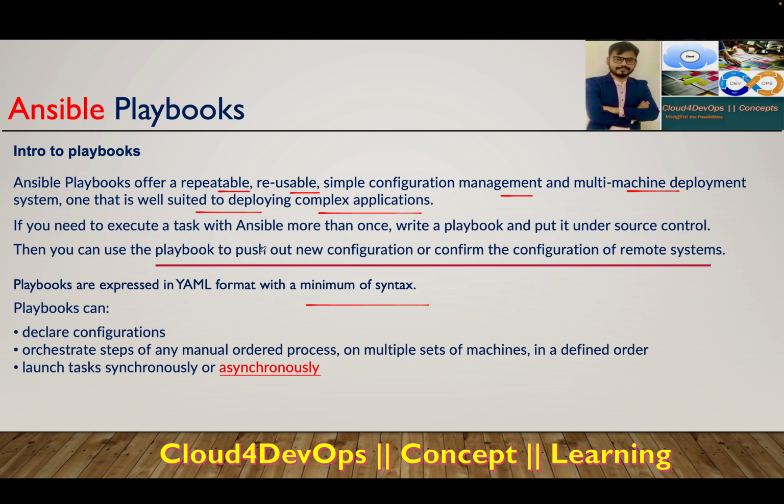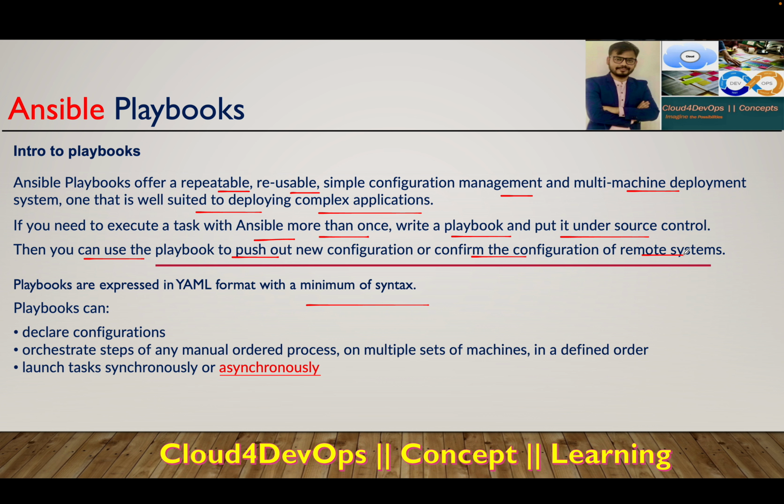Now, if you need to execute a task with Ansible more than once, write a playbook and put it under source control. Obviously, if you are a DevOps person, then most of the code has to be checked into your source control. It can be GitHub, Bitbucket, GitLab, or whichever you are using. Then you can use the playbook to push out the new configuration or confirm the configuration on the remote machine.